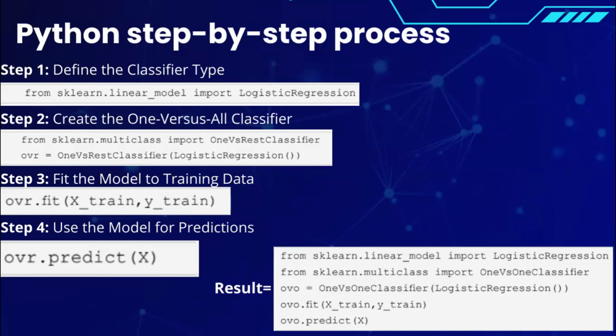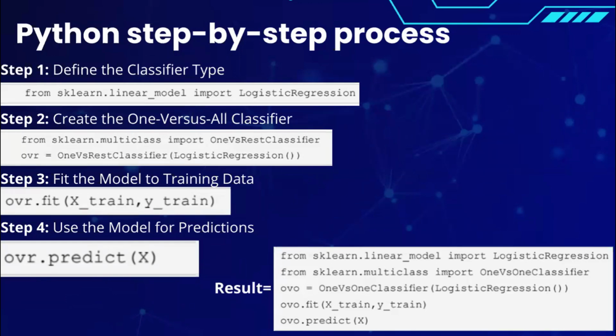Next, the second step: once we've defined the base classifier, we need to use the one versus rest classifier from scikit-learn. This will automatically handle the creation of multiple binary classifiers, one for each class. The code for this step is, as you can see, in step 2. Here, the OVR object is our one versus all classifier, and it's ready to be trained on our dataset.